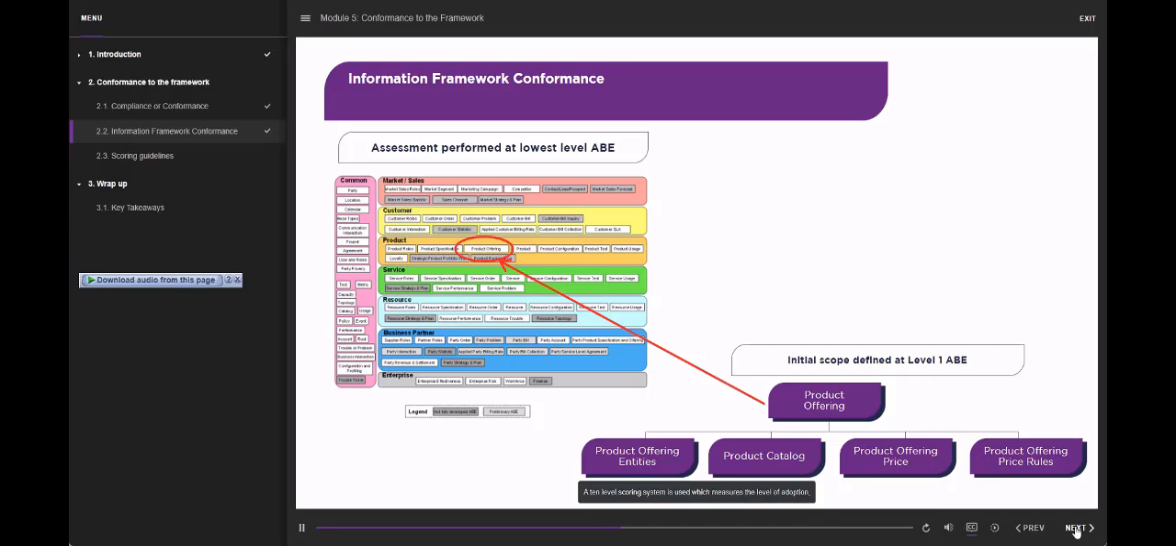A 10-level scoring system is used, which measures the level of adoption, with 1 being the lowest and 10 being the highest. The details of how the score is calculated will be explained on the next screen. You may also see an older 7-level maturity score, with 1 being the lowest and 7 being the highest. The scoring system measures how closely a group of entities and attributes matches the entities and attributes contained within a lowest level information framework ABE. This can be assessed very objectively and is why conformance to this framework's model is considered to be less subjective than the conformance to the business process framework.